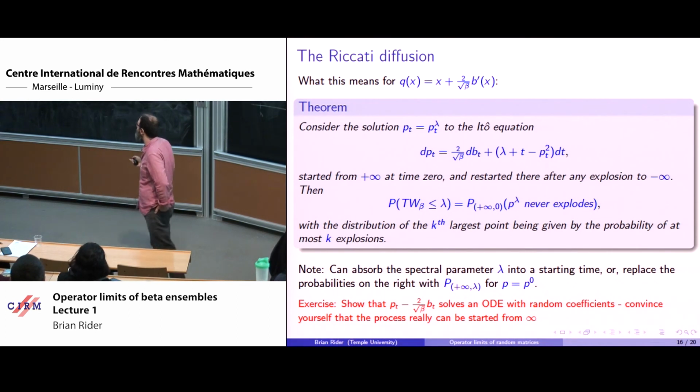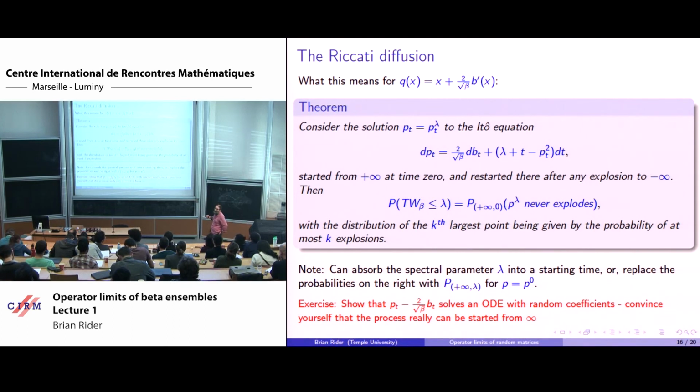And that's a very easy format in which to see that you really can start this off at positive infinity, and you can explode at random times to minus infinity, depending on what the Brownian path does. So it's a much more concrete place to work this out.